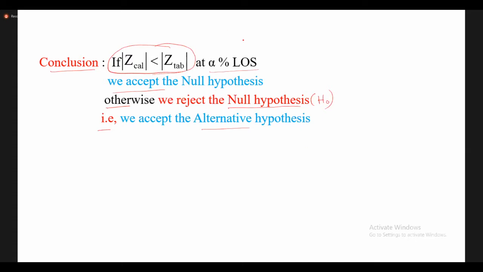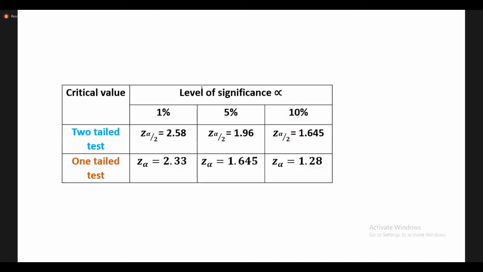This is the procedure for testing of hypothesis, large samples, single mean. The 5 steps are common, but only the fourth step may vary depending on the case. These are the table values you have to remember. In exam, sometimes they will provide, sometimes they will not.